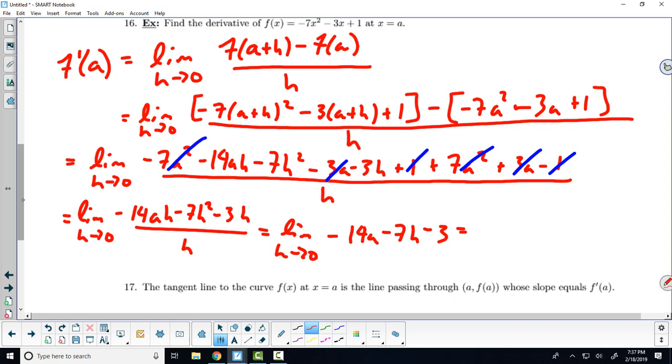Well, what was preventing me from doing direct substitution all along? That factor of h in the denominator. It's no longer there, so we've got a continuous function here, so we can go ahead and evaluate it through direct substitution. So this just gives me minus 14a minus 7 times 0 minus 3, which gives me minus 14a minus 3. That's the derivative of this function at x equals a.